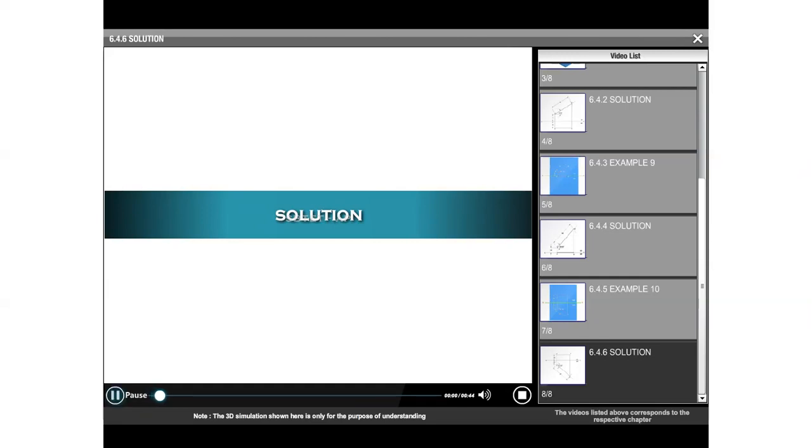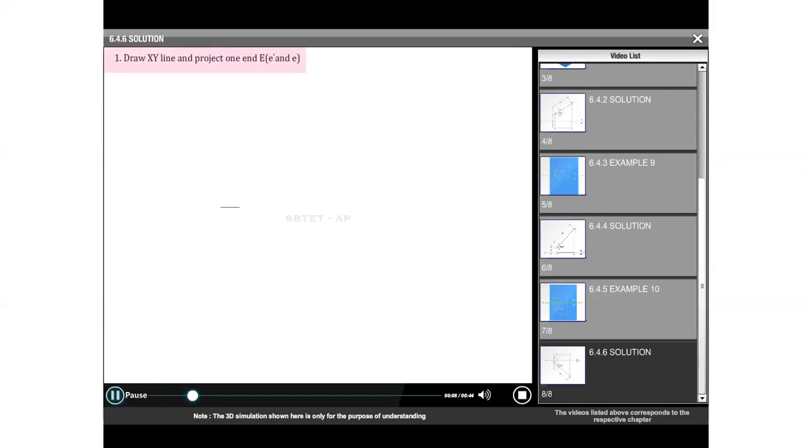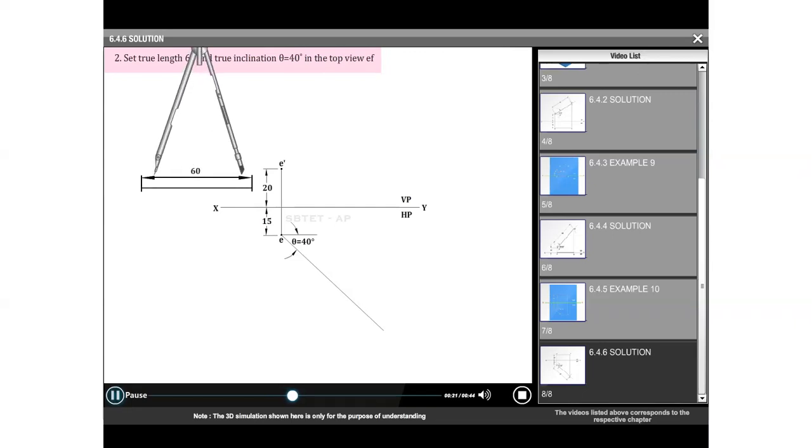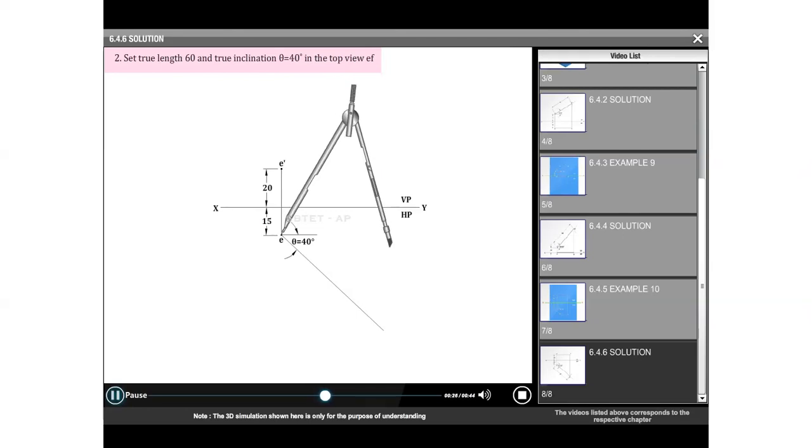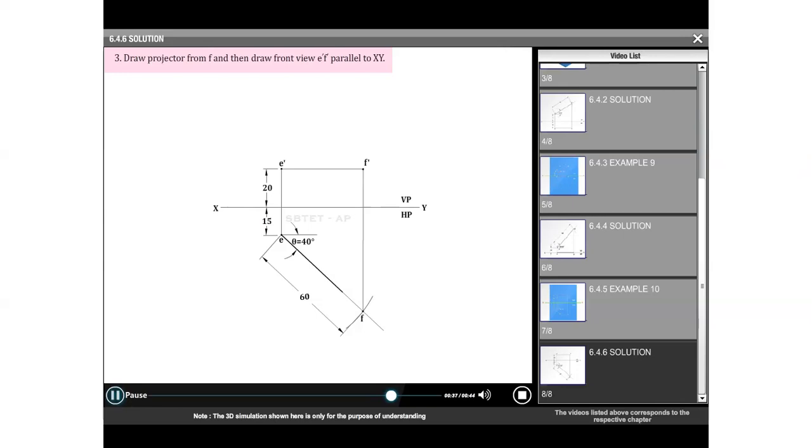Solution to example problem 10. Draw the XY line and project one end of the line E. Get E' and E. Set the true length 60 and true inclination phi equals 40 degrees in the top view. Draw a projector from F and then draw the front view E'F' parallel to XY.